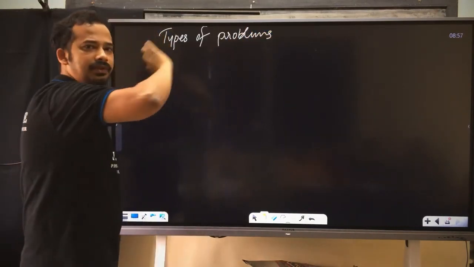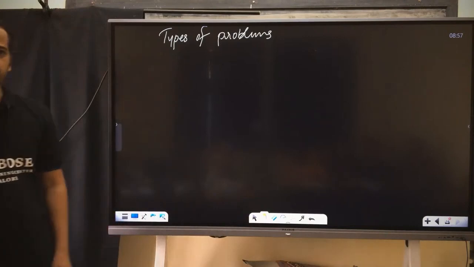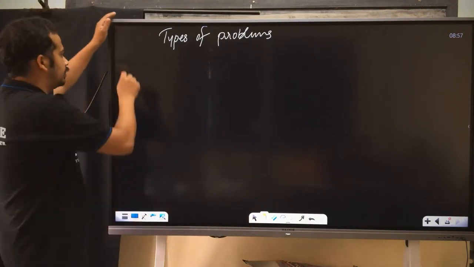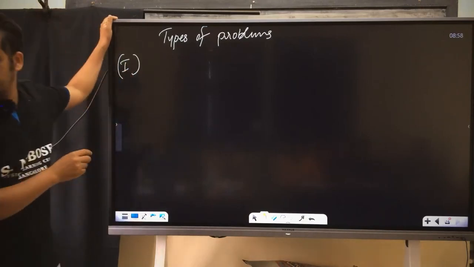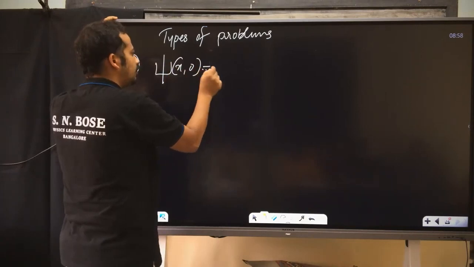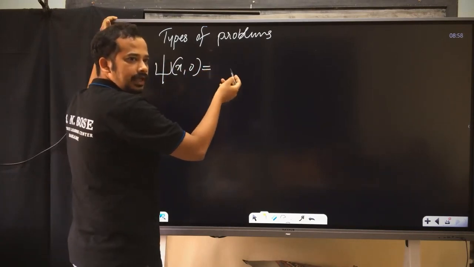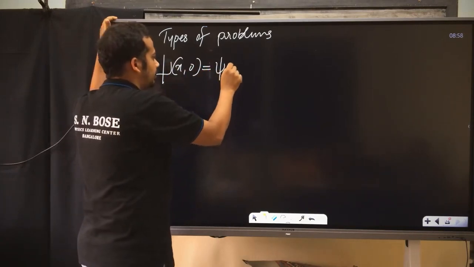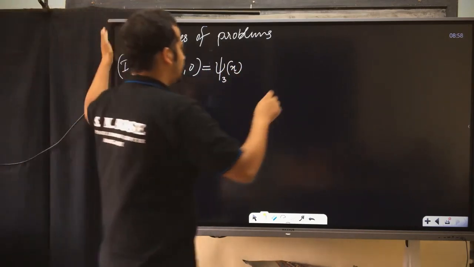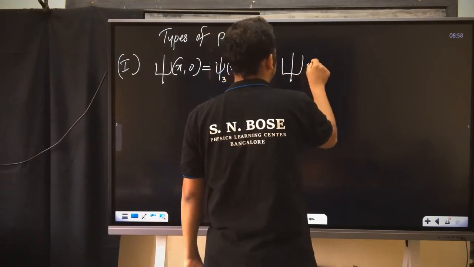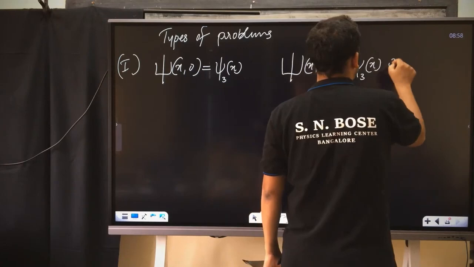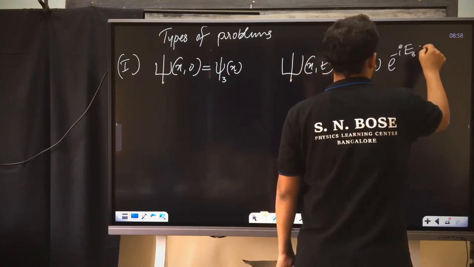They may ask different parameters, but the state, whatever they mention, they can give in 3 different manners. One type of problem: they may give their initial state psi of x comma 0 as one of the eigenstates, suppose psi 3 of x. What is the state at a later time? That's simply psi 3 of x into e power minus i E3 t by h bar.